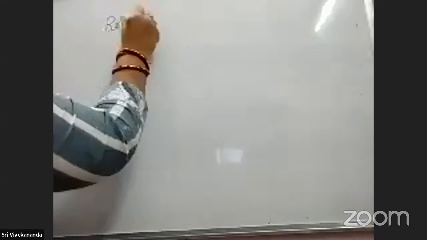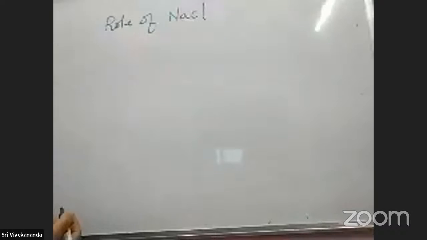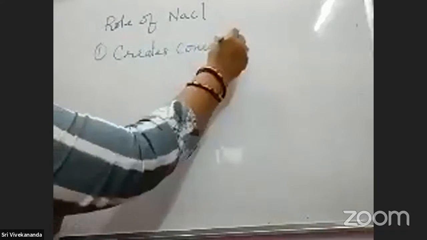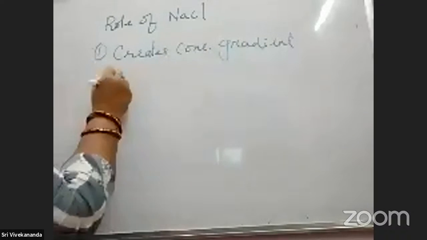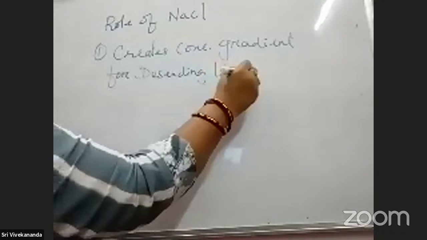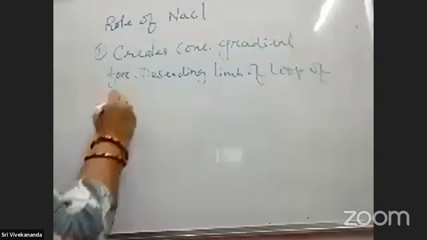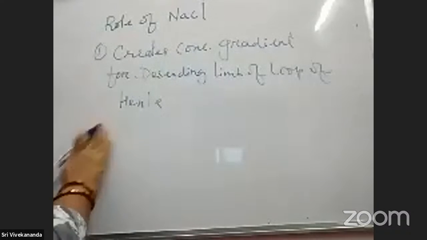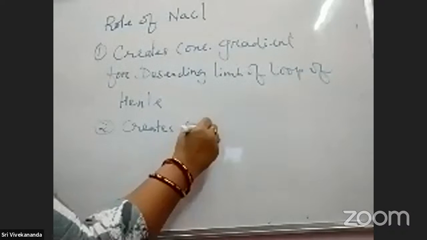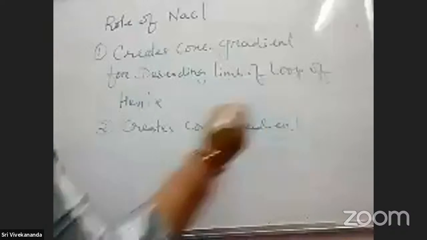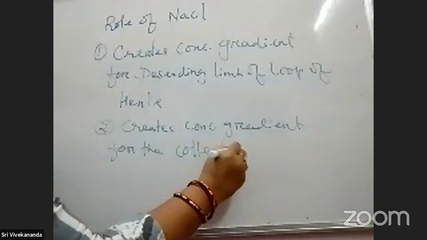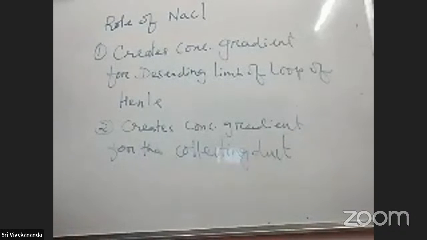So, role of sodium chloride. It creates a concentration gradient for the descending limb of loop of Henle, and the second one is it creates a concentration gradient for the collecting duct. Okay, for the collecting duct.